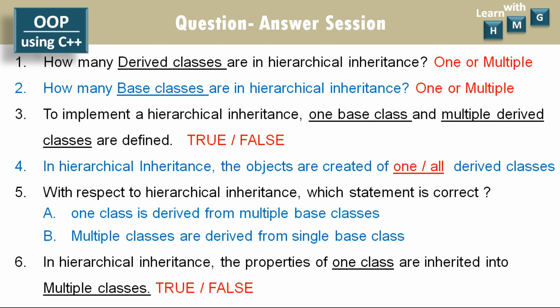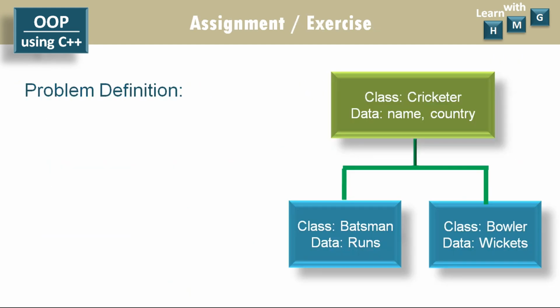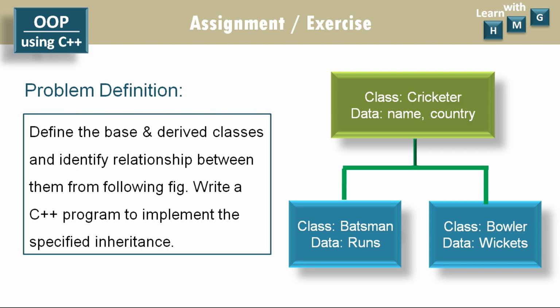Then, based on hierarchical inheritance, one problem is given to you as an exercise: the class cricketer having the data name and country, and from this cricketer class the batsman and bowler classes are derived. So like this, 2 classes are derived from one base class. This is an example of hierarchical inheritance. Write a C++ program to implement this specified inheritance.